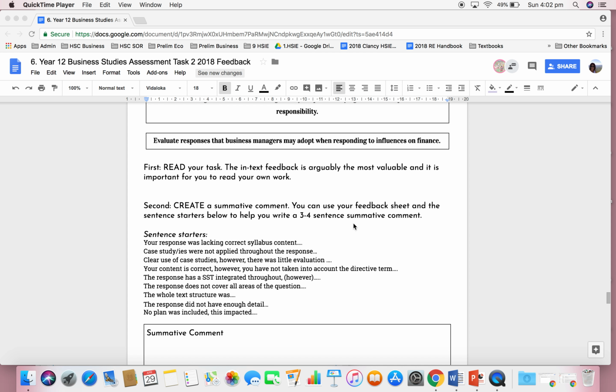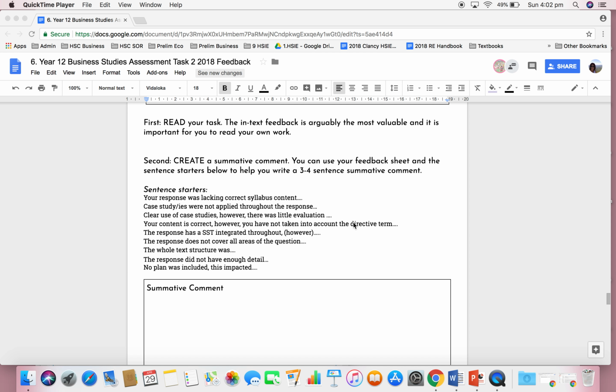Okay, hopefully you have read your task, you've read your in-text feedback, and now you may have that feedback sheet in front of you. Using what you've read and using your individual personal feedback sheet, I want you to create a 3 to 4 sentence summative comment.